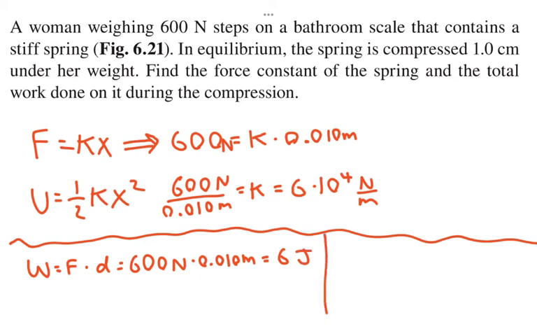Now if we do it our other way, we can use U equals 1/2 kx squared. We can arrive at the same answer by using the change in potential energy, U equals 1/2 kx squared. So if we do this, we just plug in. For k, we have 6 times 10 to the 4th power, and then for x, we have 0.01 meters. And we square that, and we would get the same thing as we got from our force times distance work.